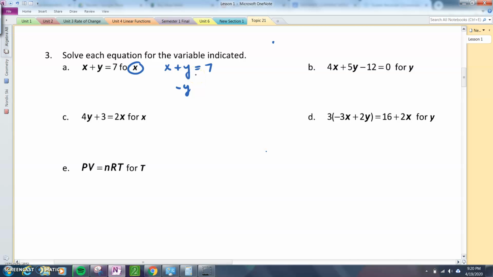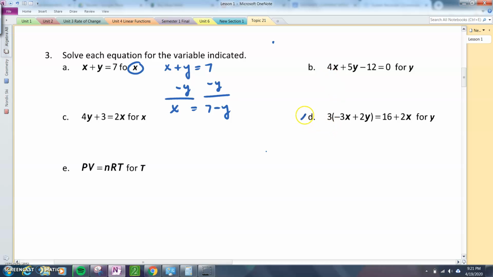But remember, it's an equation, so I have to do the same thing to both sides. And now I'm going to clean it up. Here I'm just going to be left with x. And then on this side, I have 7 minus y. And that's what it is to rewrite.